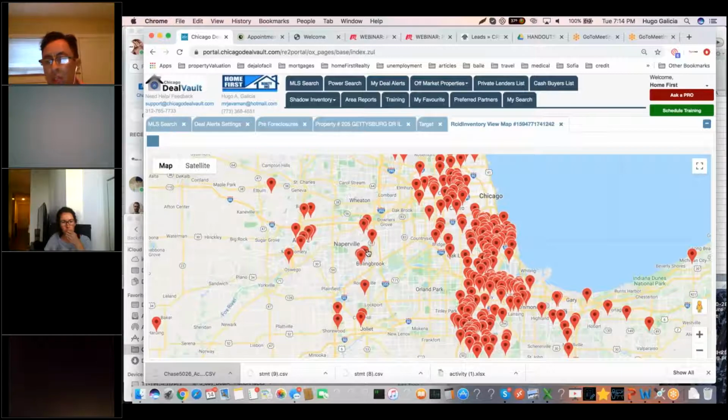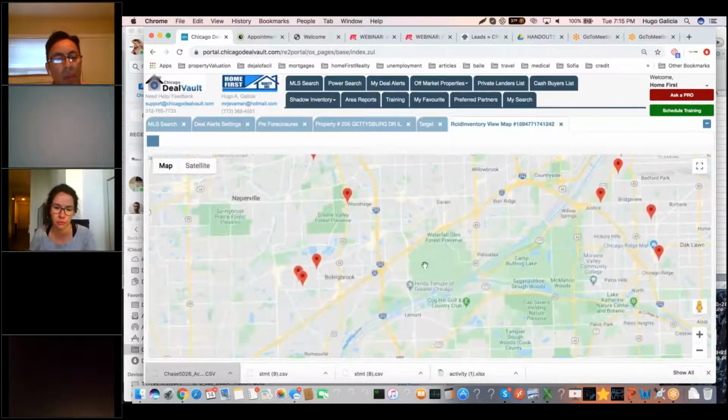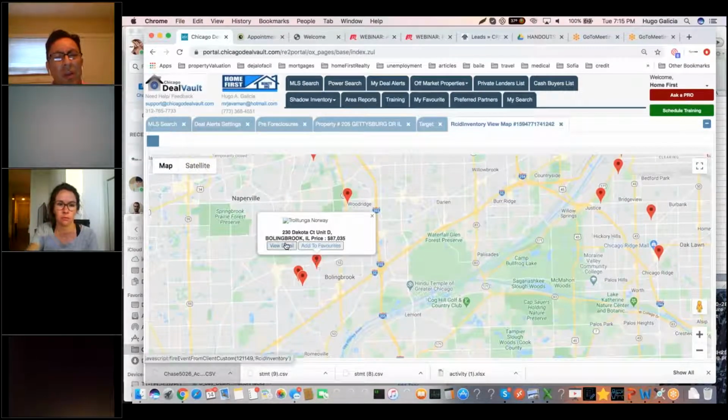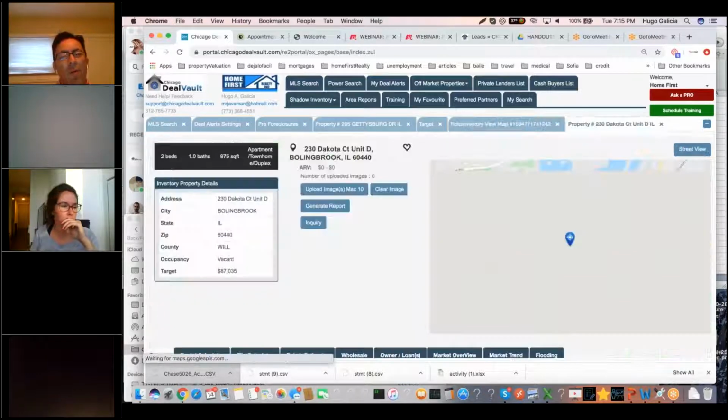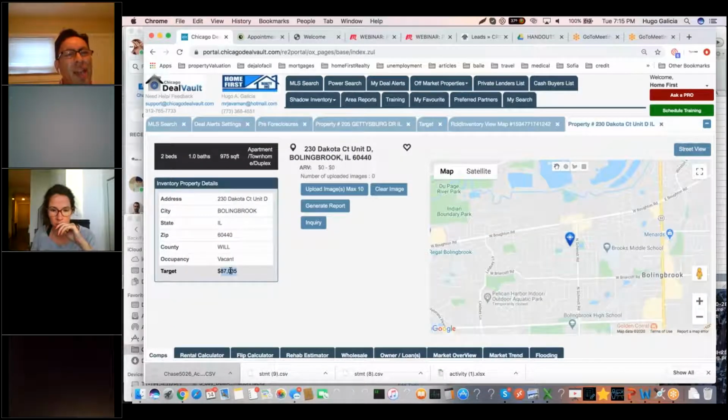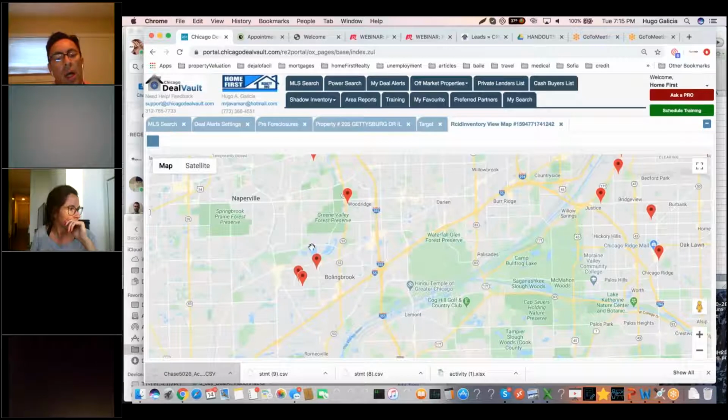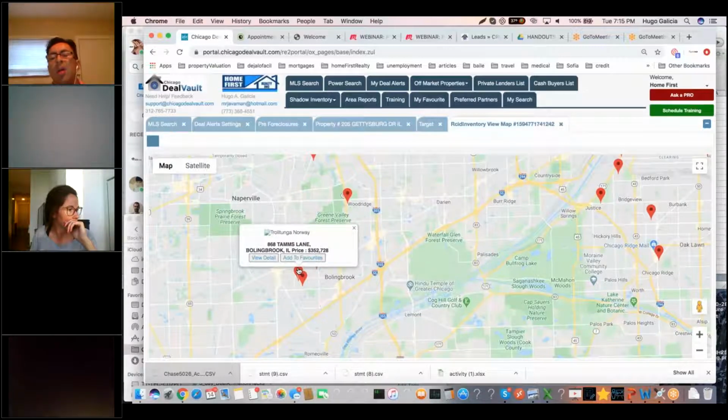So let me zoom in, because there are a lot more deals in this area. Bolingbrook, I think we found there's another one for how much? 80,000. This is a 2-bedroom, 1-bath. So this is too small. What we recommend is 3-bedroom. Okay, that's very important that you stick to 3 bedrooms, because they're more marketable and you can collect more rent.